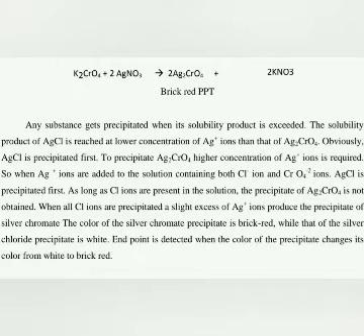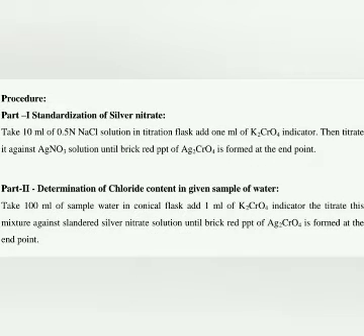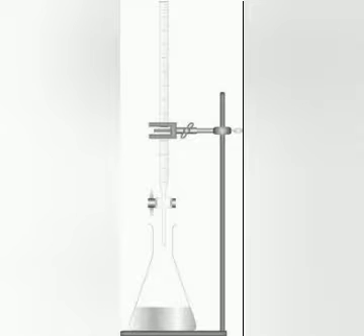So let us start the procedure by taking part 1, that is standardization of silver nitrate. For standardization purpose we use sodium chloride as a standard solution. Take 10 ml of 0.5 normal NaCl sodium chloride solution in a titration flask or conical flask. Add 1 ml of potassium chromate indicator and then titrate this sodium chloride solution with silver nitrate solution. We have a brick red colored precipitate at the end of the titration.